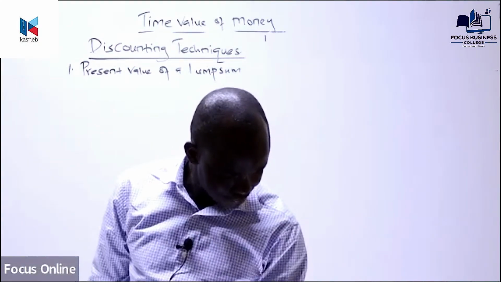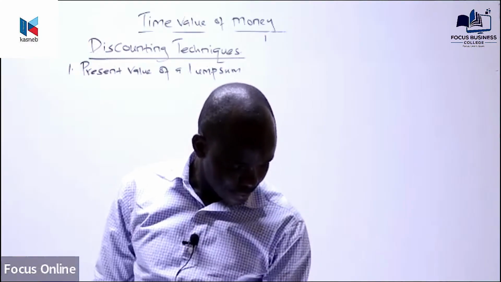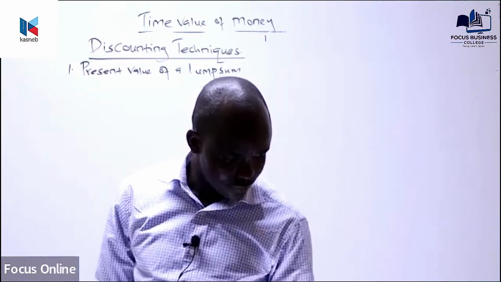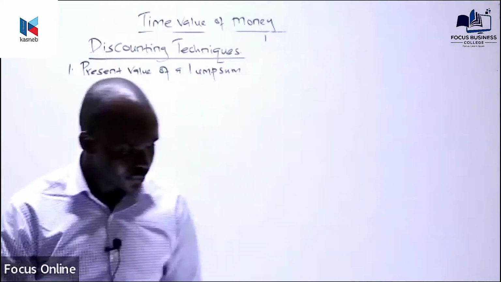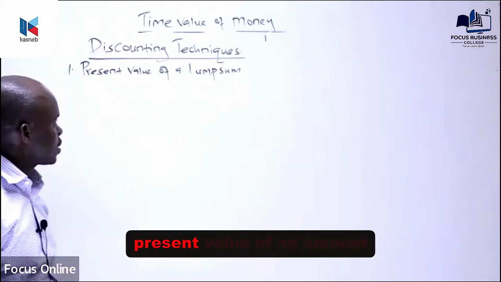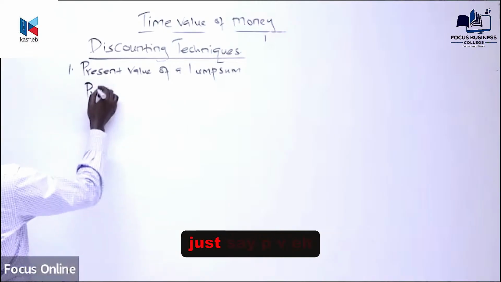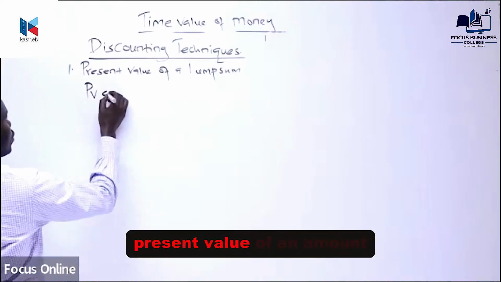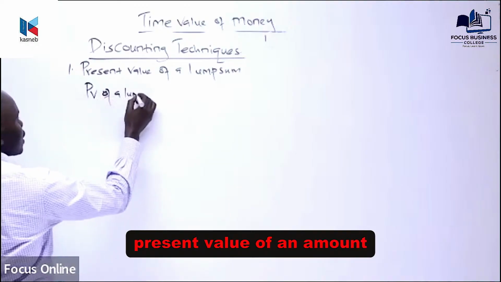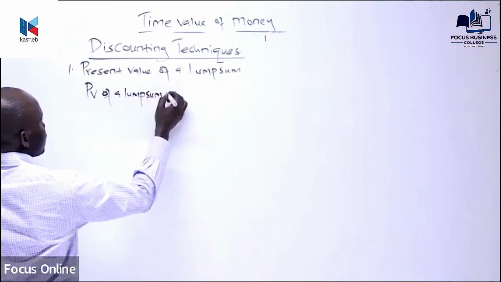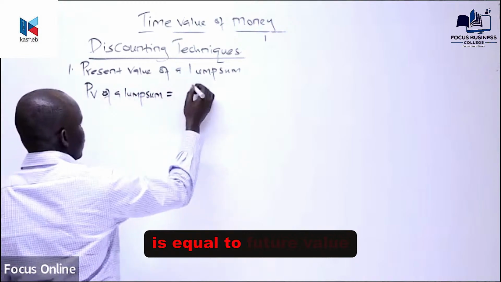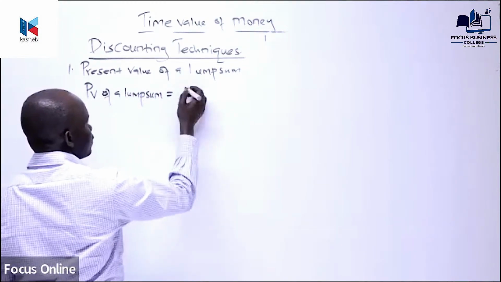So, how do we get the present value of a lump sum? Present value, just say PV, present value of a lump sum is equal to future value.